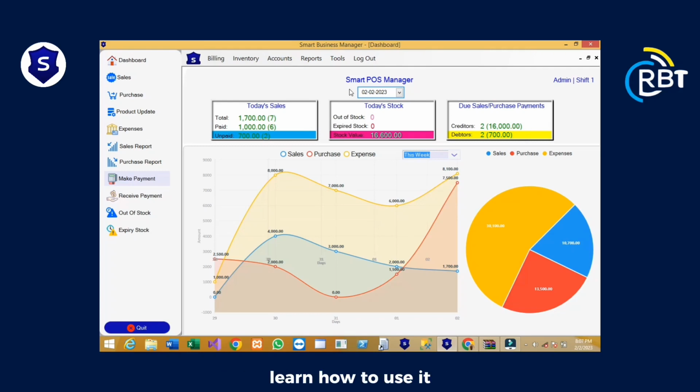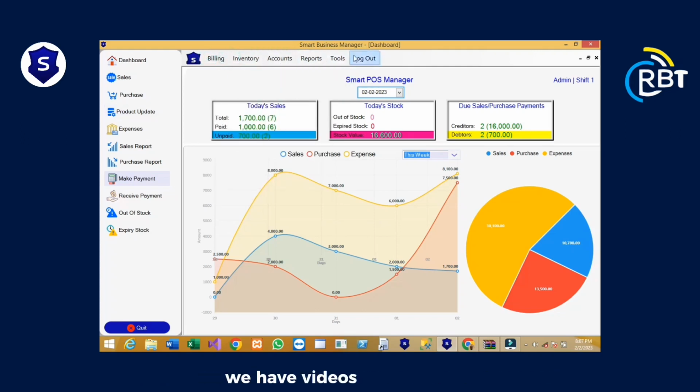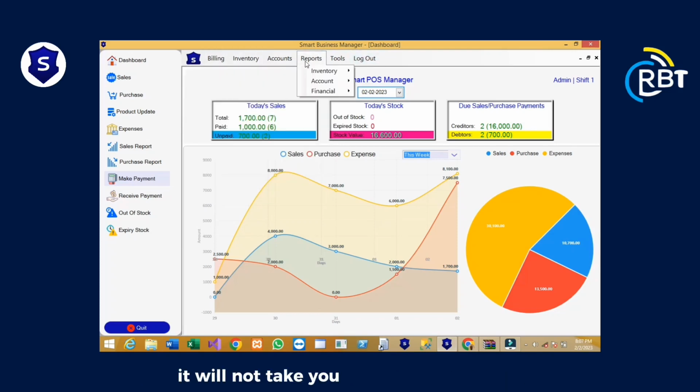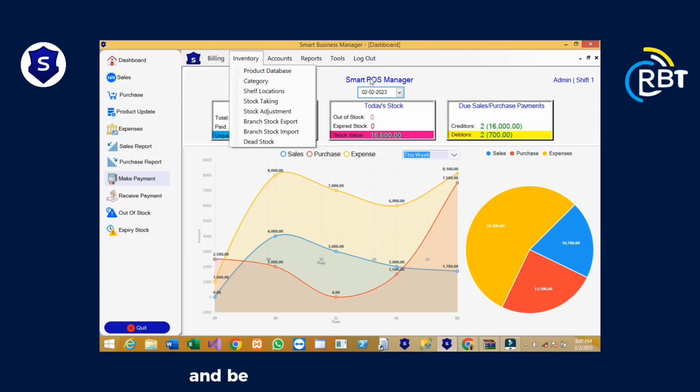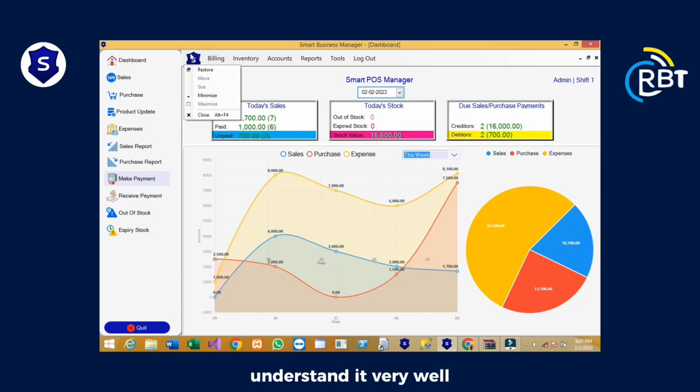Learn how to use it. So we have various instructional videos on every aspect. You can see every part of this now. We have videos for all of that. All you need to do is watch any of those videos, and you'll be able to get how to use every part of it. It will not take you more than 1 week to go through all of these videos and understand them fully, so that you can start using it and apply it to your business. Knowledge is key here, so you need to understand it very well.